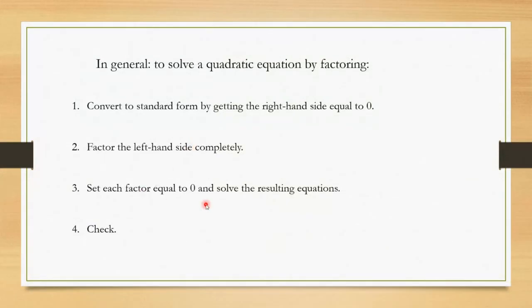From each factor, you set each factor equal to 0, and you solve the resulting equations. Sometimes you may have a factor that won't give you a solution. That can happen. And of course, it's good to check your results.